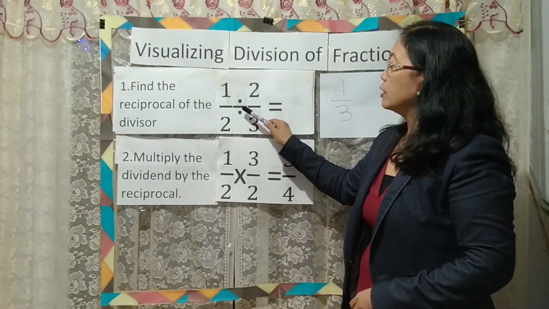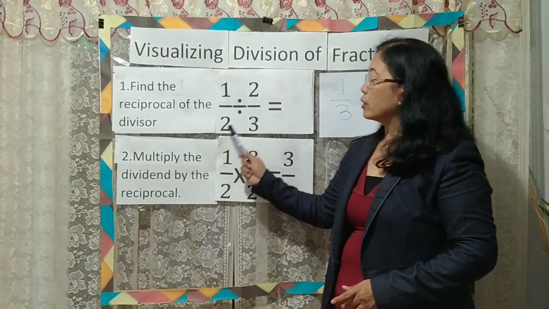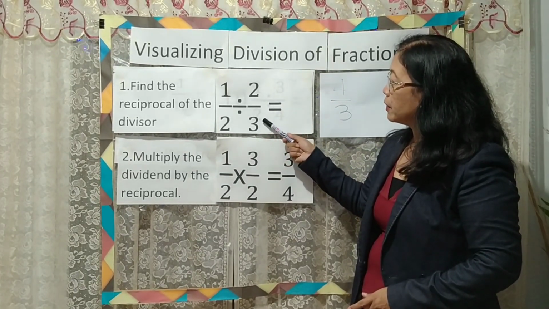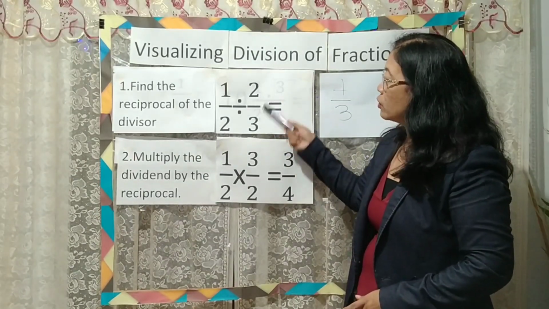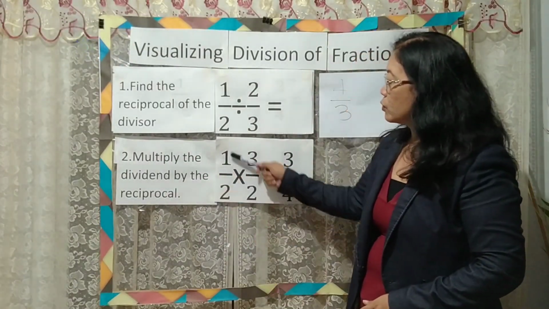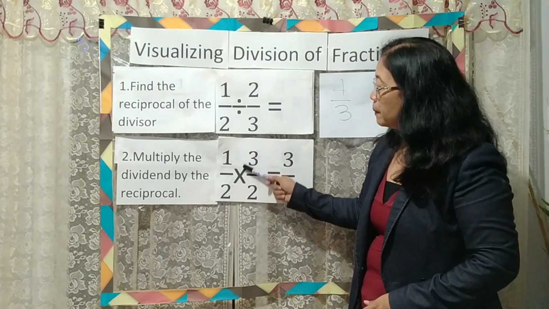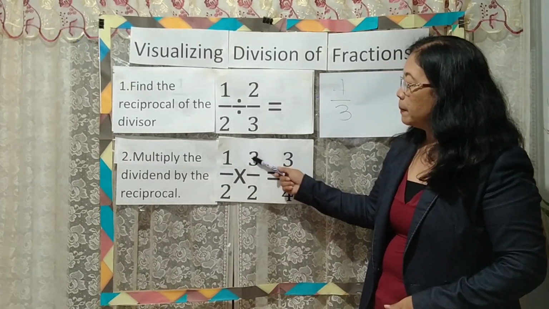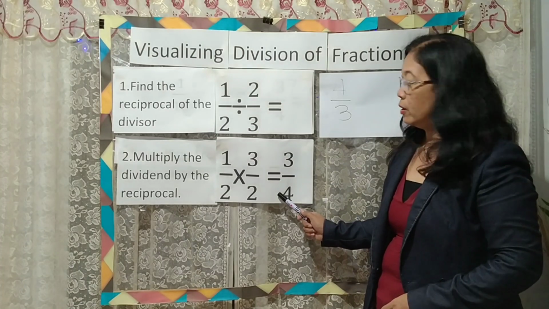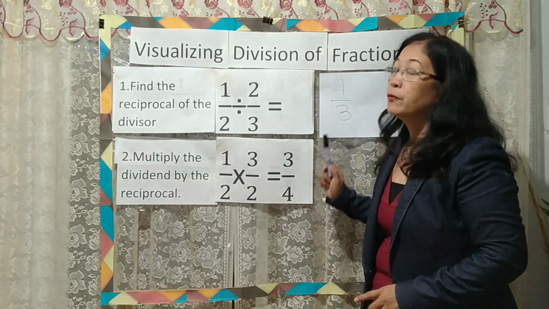So this time it is a fraction by a fraction. The first thing you're going to do is to find the reciprocal of the divisor. This is the dividend, this is the divisor. So the reciprocal of 2/3 is 3 over 2. Just interchange the position of your numerator and denominator. Then multiply the dividend by the reciprocal. So 1/2 times 3 over 2. Remember again, use multiplication in the second process. So you multiply 1 times 3, which gives you 3. And 2 times 2 is 4. So therefore, 1/2 divided by 2/3 is equal to 3/4.